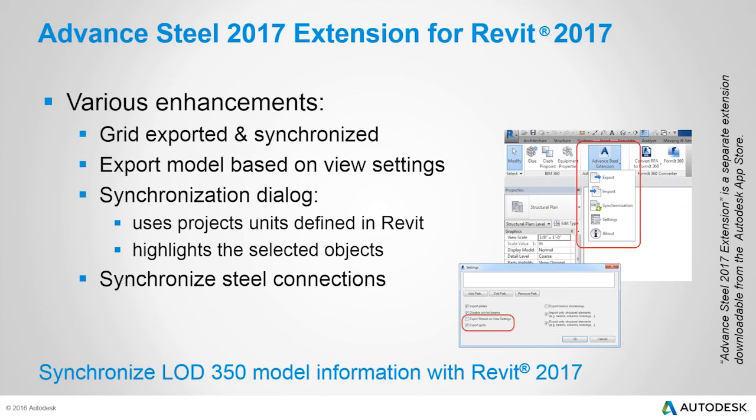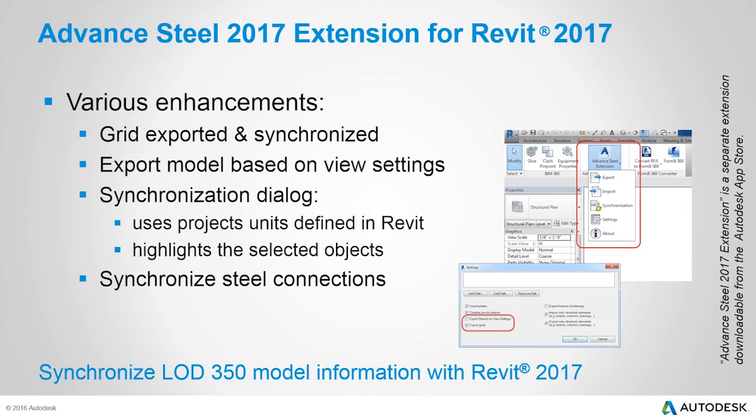One of the big things with the SMLX format, which we're talking about here with the extension, is that you can synchronize. So you don't have to start the model all over again every time something changes. And the synchronize dialog box has been enhanced in Revit, so it now uses the proper Revit project units. And when they select something that's changed, it will highlight the object in the model, so it's far easier for them to track what's going on and control things. And then probably the most impressive and most amount of work is the last one there. Steel connections can now synchronize, but we need to talk about that.